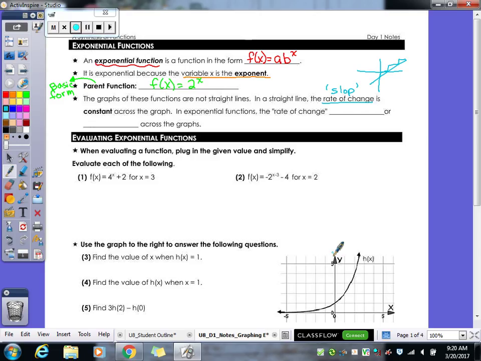It's constant. In exponential functions, however, the rate of change either increases or it decreases across the graph. So your rate of change is never going to be the same. You could look at two sets of points, look at your rate of change, get it, make your set of points wider, or look at more points, and it's going to change. It's never going to be the same rate of change.